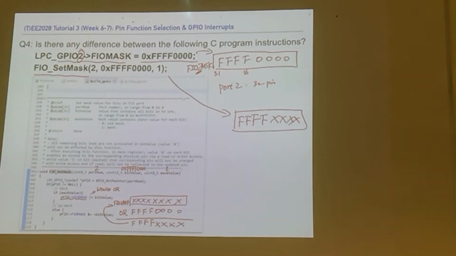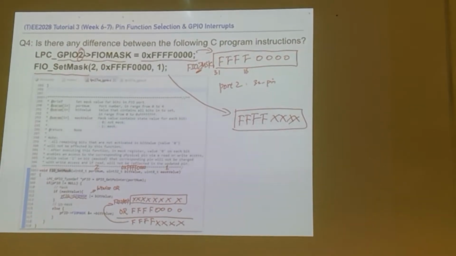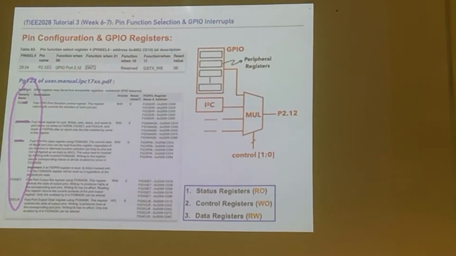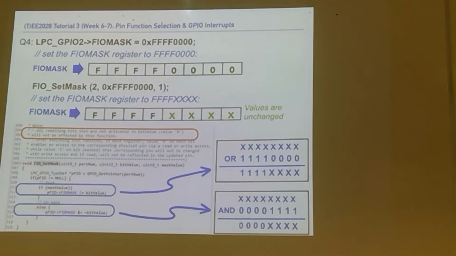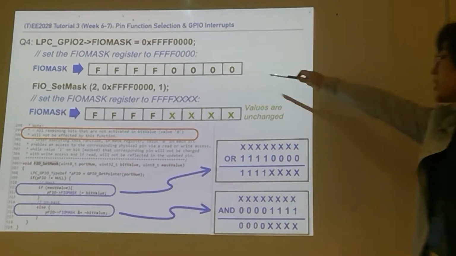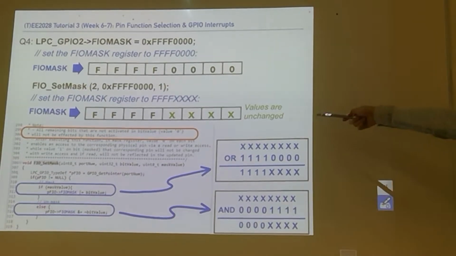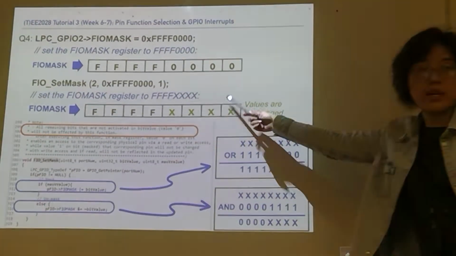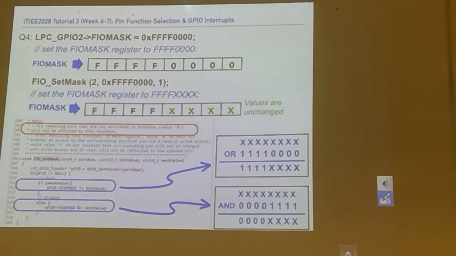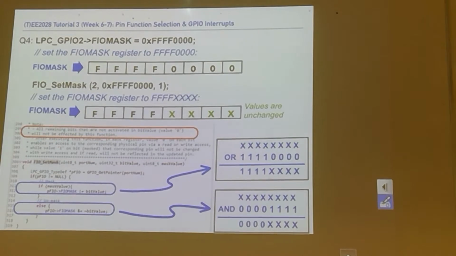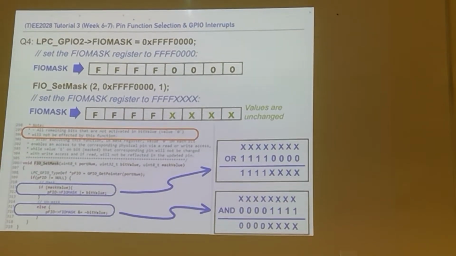Any questions? So this is the answer. For the first line you get this result, for the second line you get this. Values here have no change. So for the lower half of the port, if some pins were already masked off, you didn't change them, you didn't reopen them.